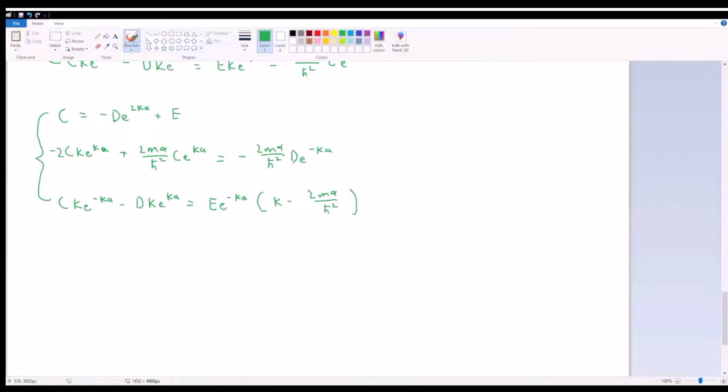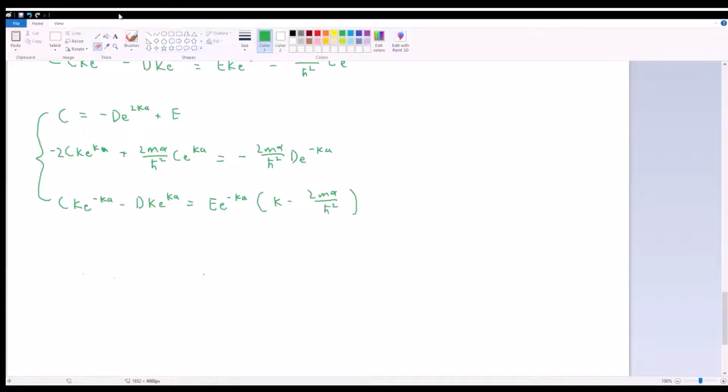We still have to plug this in to these two equations, so let's do that first. What that's going to give us is negative 2k e^(ka) multiplied by C, which is negative D e^(2ka) plus E. And actually, I'm going to make this even simpler on myself by distributing out the C first before I do anything.